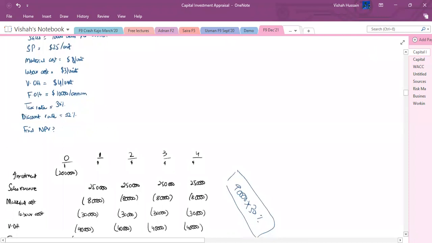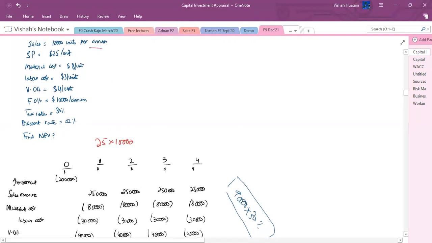So what are you going to do in year 0? You write the investment amount, that is an outflow of 200,000. Sales revenue is going to be 25 into 10,000 because your selling price was 25 and your sales volume was 10,000 units, right? So every year it is going to remain constant, no change in it. So 250,000, 250,000 up till year 4.